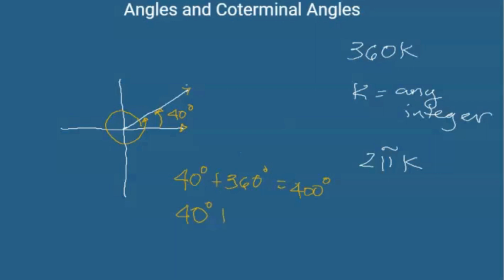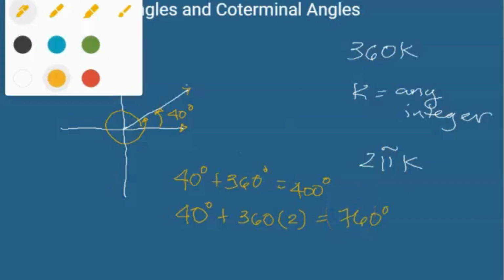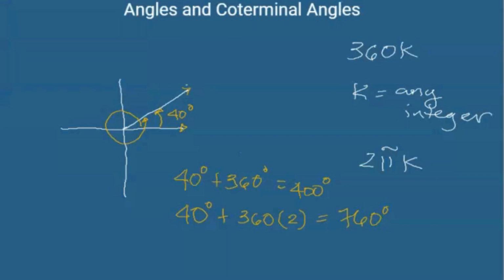Or we can have another angle. So 40 degrees plus 360 times 2. So that's 760 degrees. So let's illustrate that. Let's use a different pen. So it means 360 to 360 and then 40. So sharing the terminal side. So that's the 760 degrees.